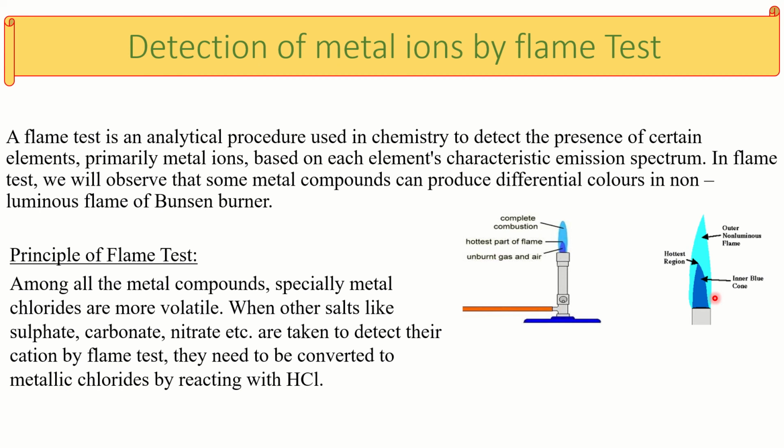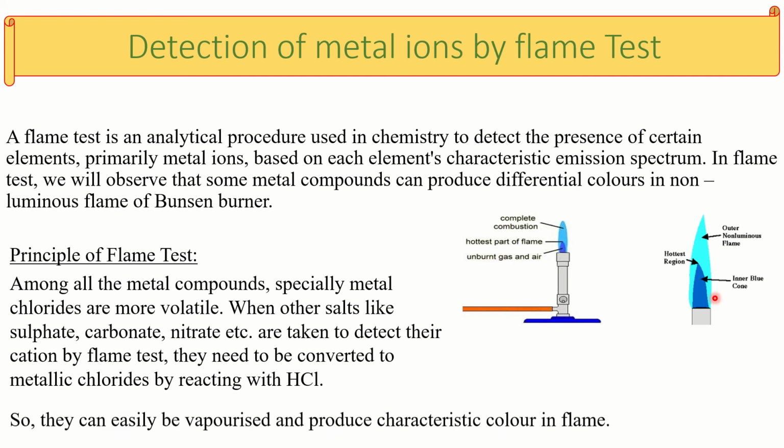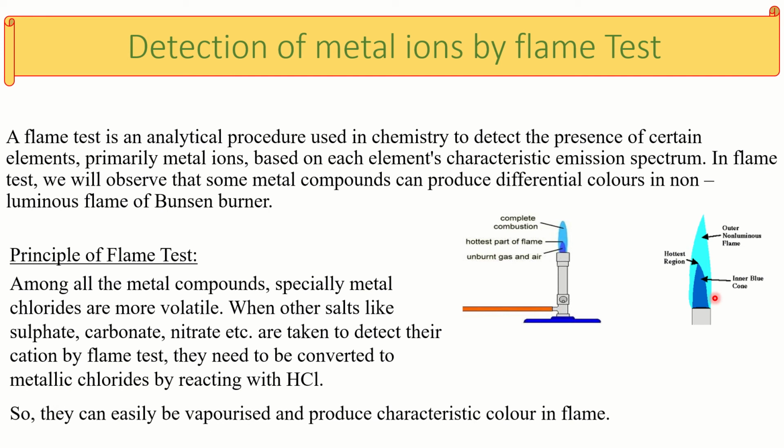That means when sodium nitrate is taken to detect its cation, the sodium ion, by flame test, it is reacted with HCl, and sodium nitrate reacts with HCl and produces sodium chloride. This is a comparatively volatile metallic chloride that easily produces cations and anions. That means metal chlorides can be easily vaporized and separated into cations and anions. So they can easily be vaporized and produce characteristic color in the flame.